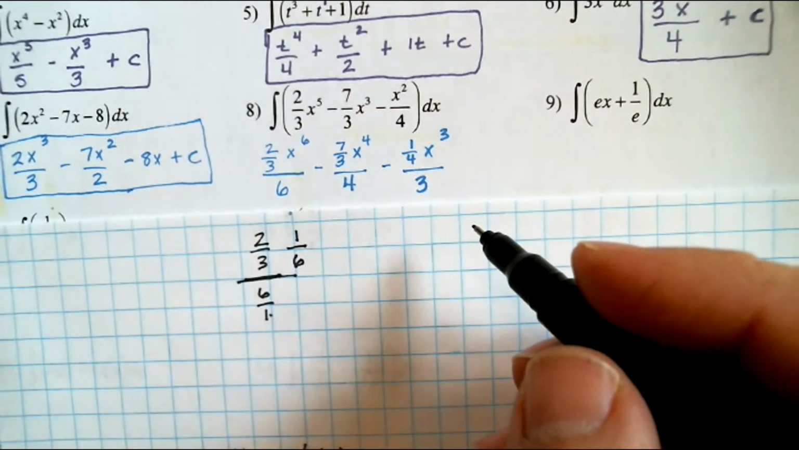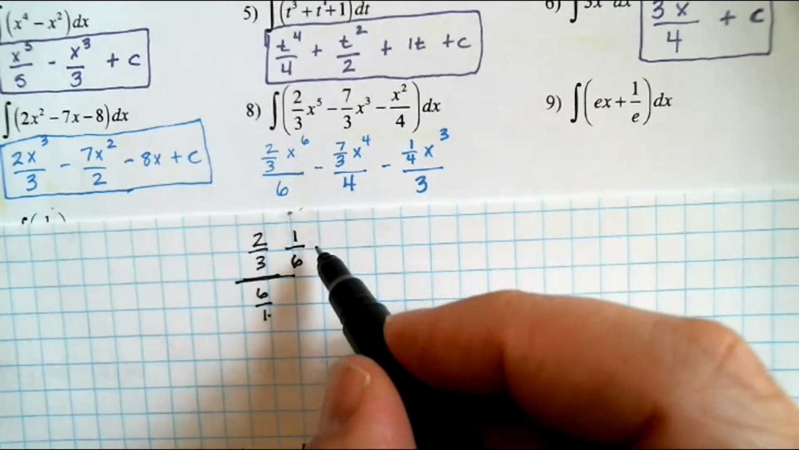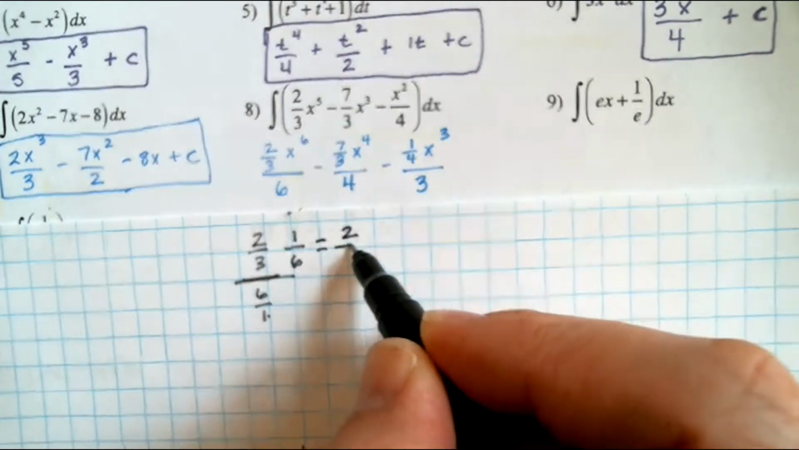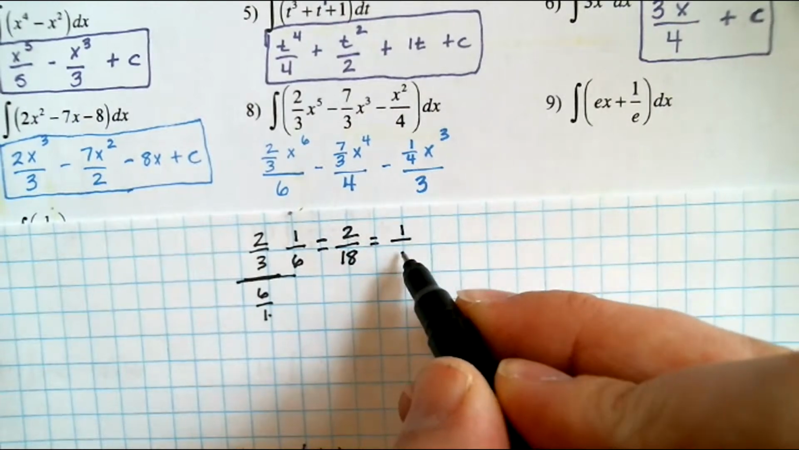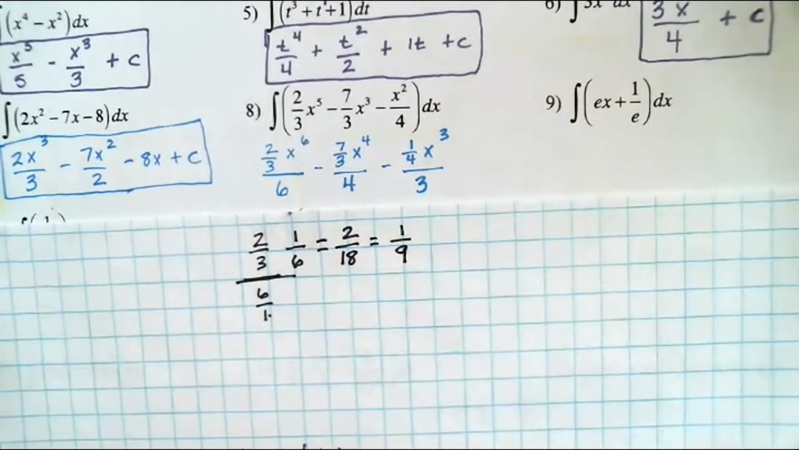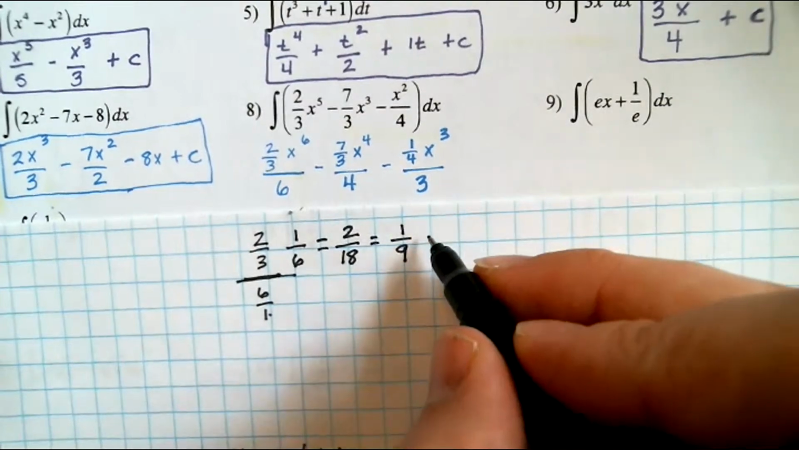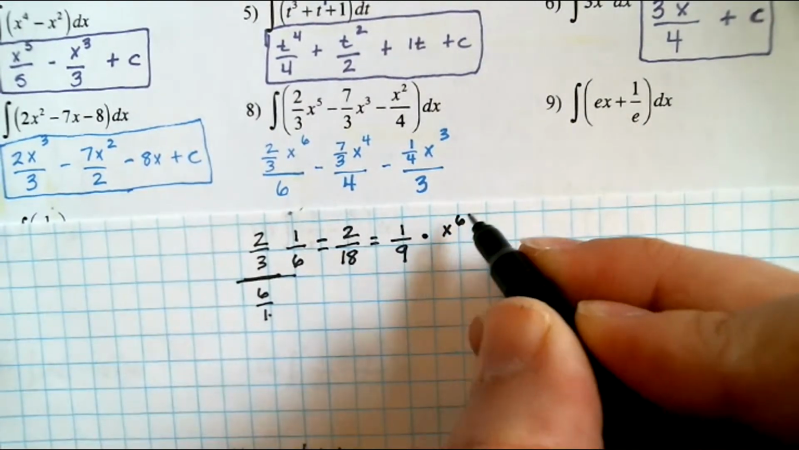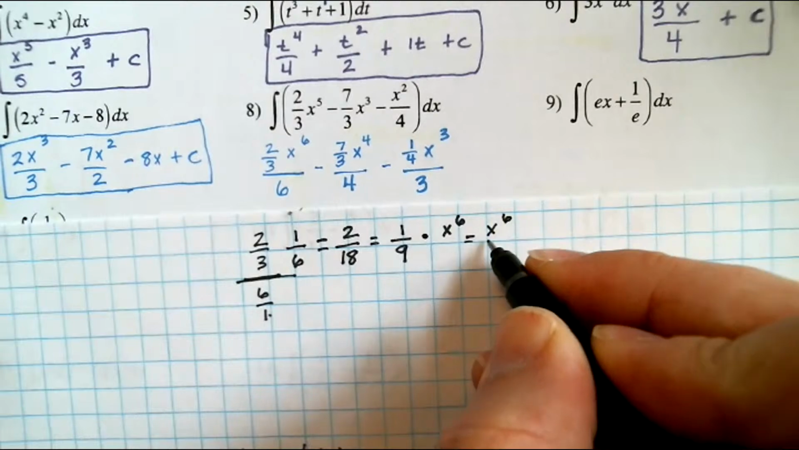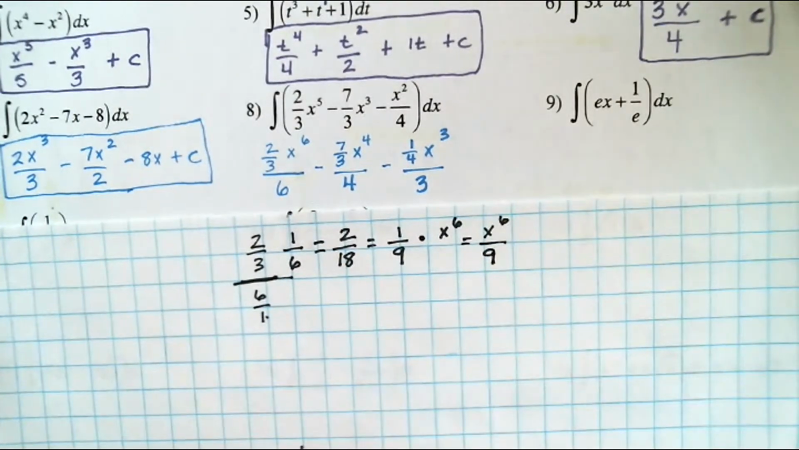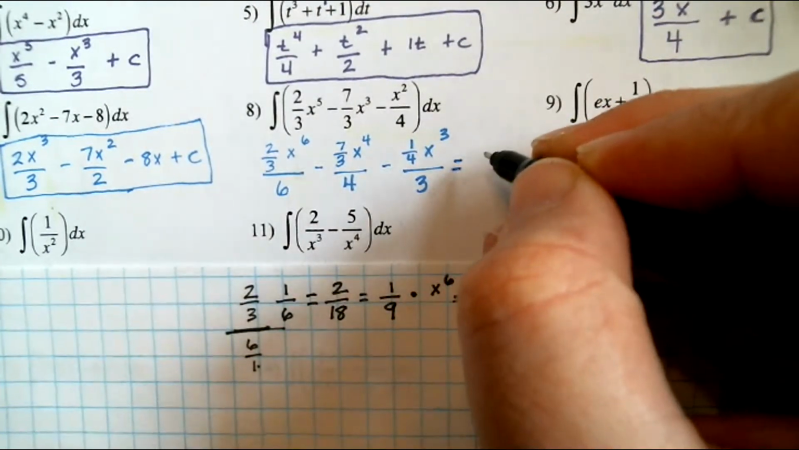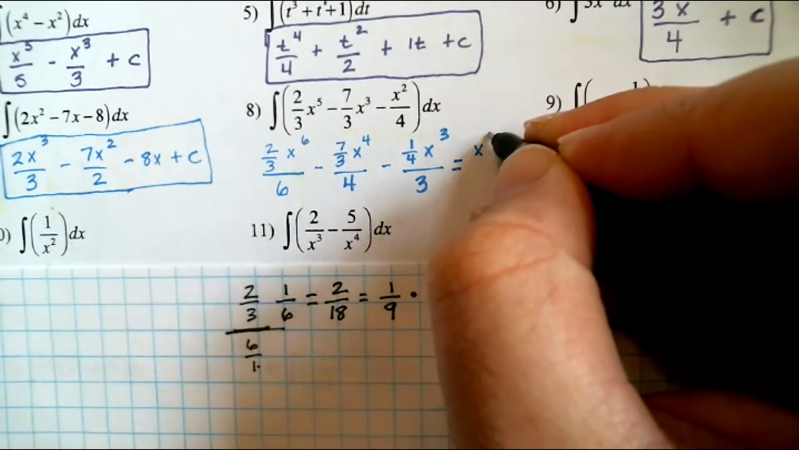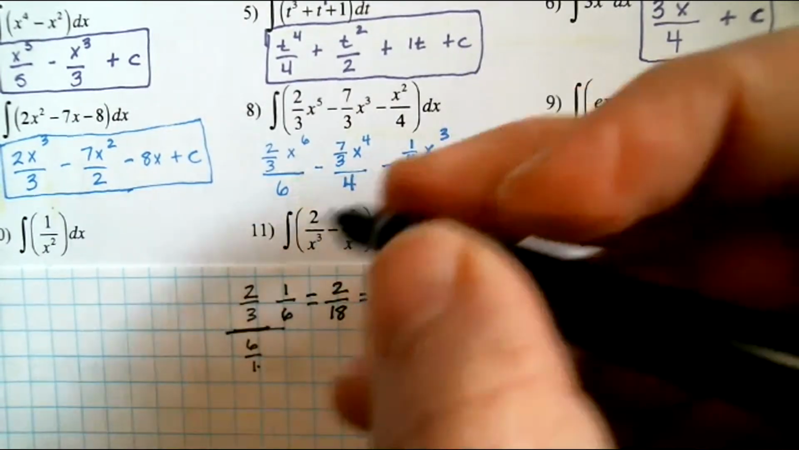Actually, yeah, okay, cool. So that's 2 over 18, which is equal to 1 over 9. And then don't forget that has your x to the 6 with it. So we're looking at x to the 6 over 9. So I can say this one is equal to x to the 6 over 9. Now go to the next one.